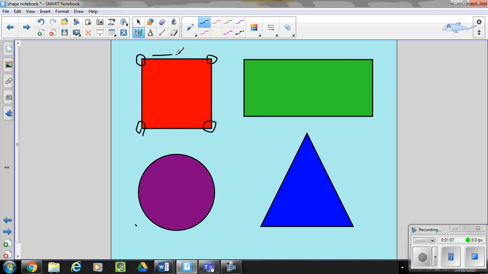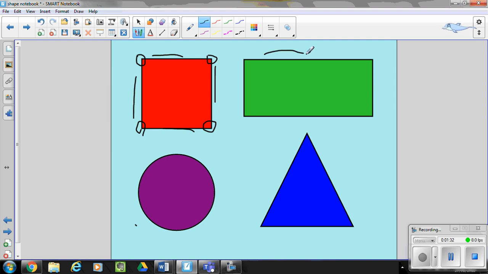So it's got 1, 2, 3, 4. So a square has got 4 corners and 4 sides. Let's have a look at our rectangle. And what do you notice about the rectangle? How many sides has it got?